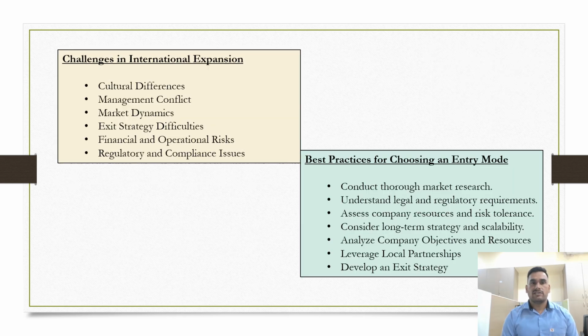The next slide is about the challenges in international expansion. First one is cultural differences, management conflict, market dynamics, exit strategy difficulties, financial and operational risk, regulatory and compliance issues. Best practices for choosing entry mode: conduct thorough market research, understand legal and regulatory requirements, assess the company's resources and risk tolerance, consider long-term strategy and scalability, analyze local objectives and resources, leverage local partnerships, and develop an exit strategy.